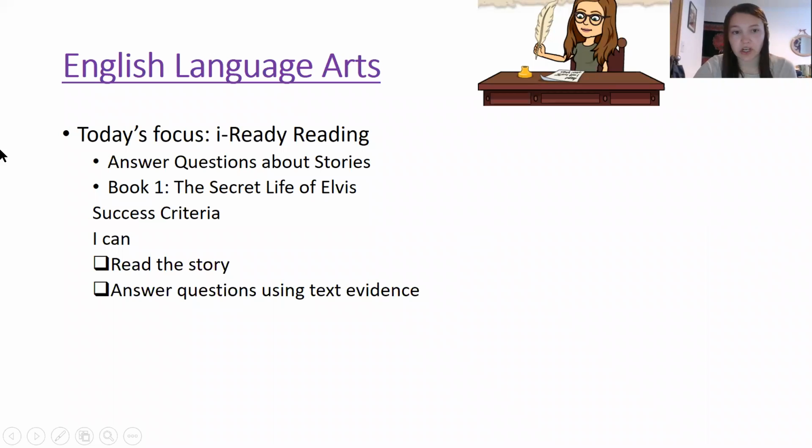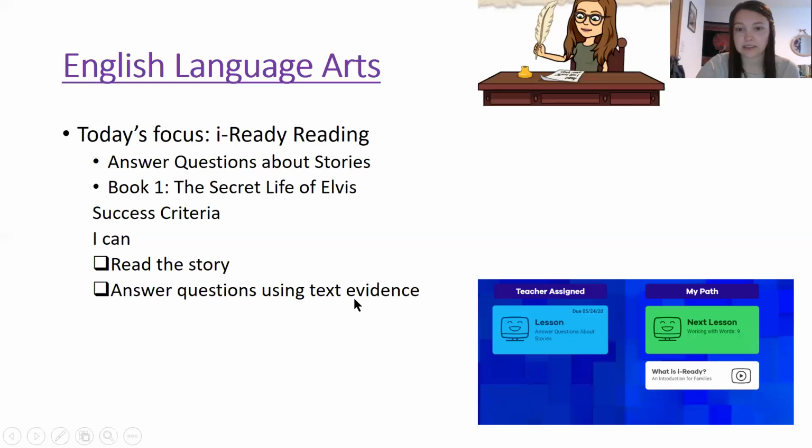For English Language Arts, today's focus is an iReady reading lesson, and you will be answering questions about stories. And today you are just going to do book 1 in your iReady lesson called The Secret Life of Elvis. And your success criteria is I can read the story and answer questions using text evidence.